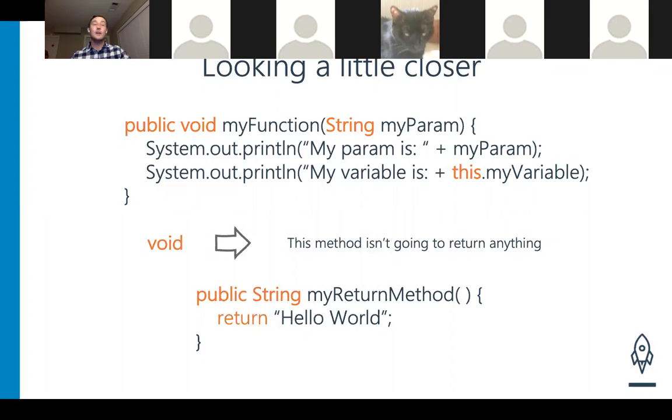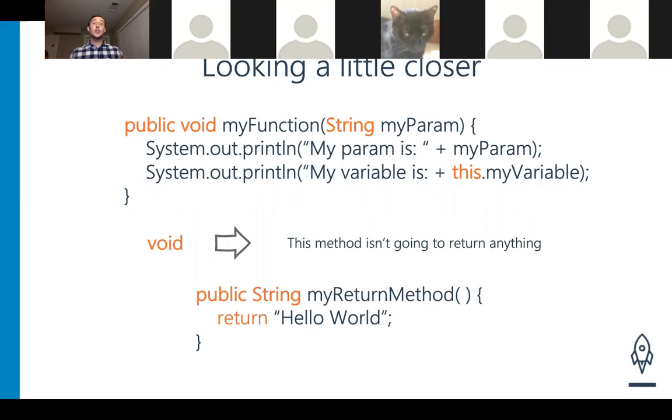Yeah. So on your example here, your public void, to me, that method is returning something. So I don't make the connection that that's not going to return anything. What do you feel that it's returning? It's returning the sentence my param is, and then whatever you pass through as the parameter.